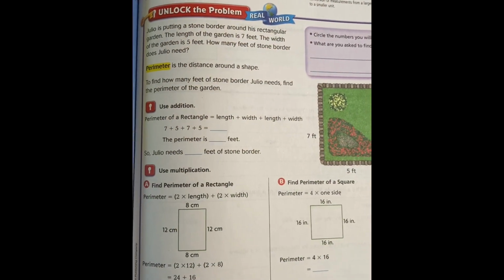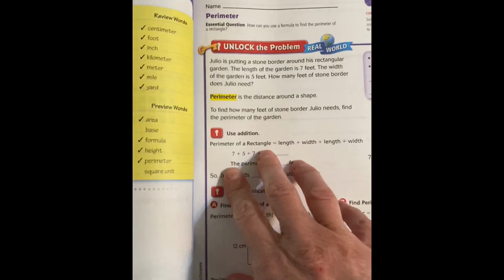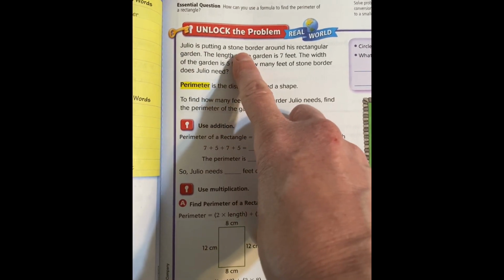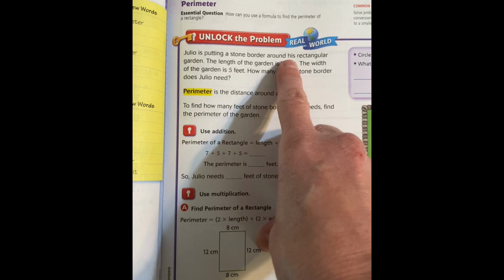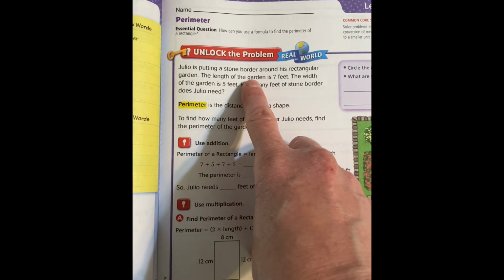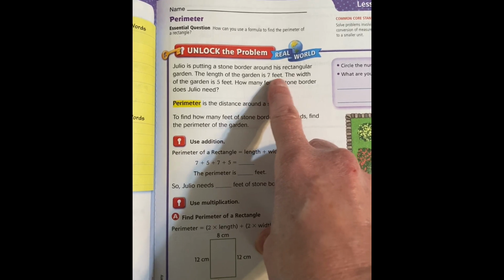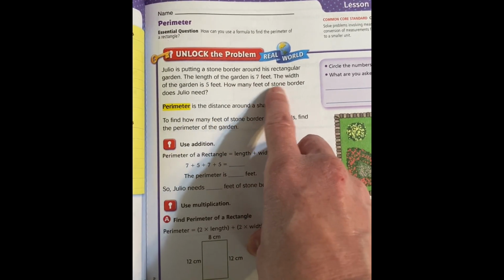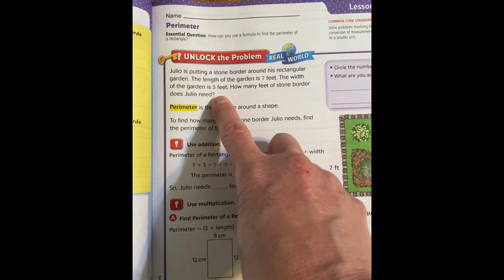Again, Go Math book, page 497. Let's get started on page 497, and we'll unlock the problem. Julio is putting a stone border around his rectangular garden. The length of the garden is 7 feet. The width of the garden is 5 feet. How many feet of stone border does Julio need?